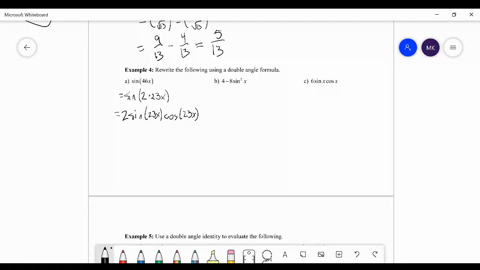Now 23x is an odd number, so I can't write that as like 2 times something, right? And you may be like, but we can, right? We are not going to write this as 2 times 11.5x. Just no. We're not going down that rabbit hole. Unless it can be split as an integer, don't try and split it.